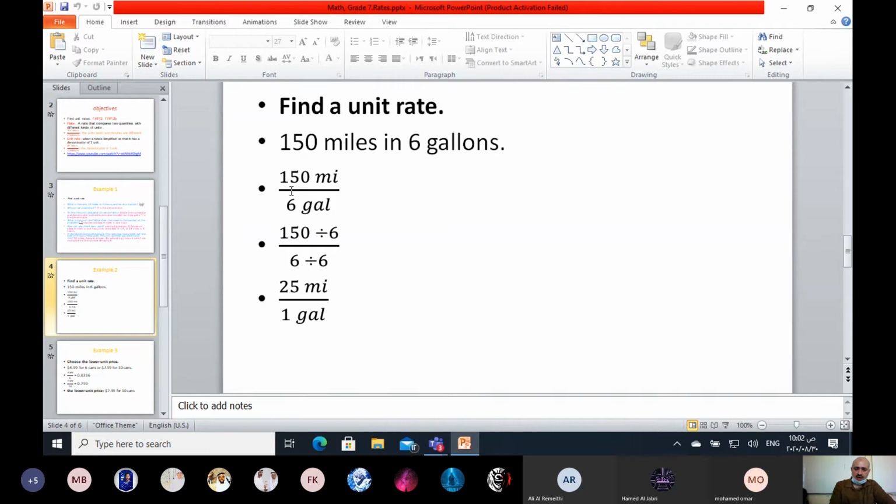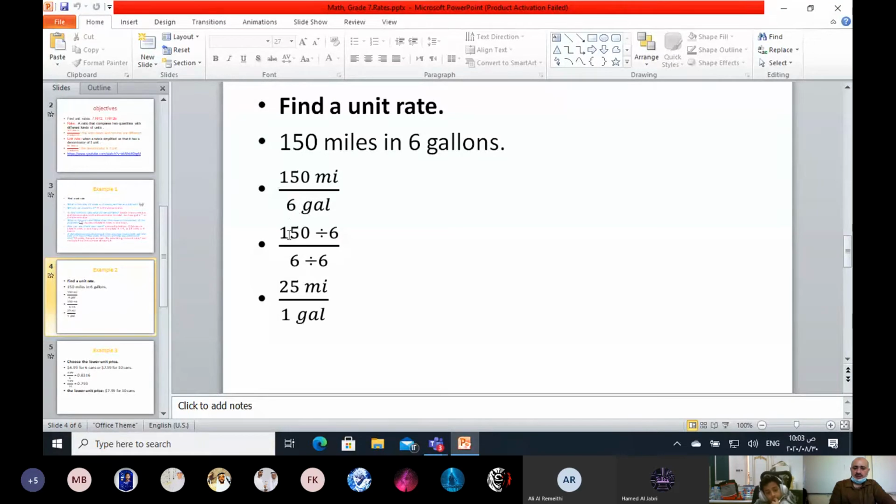So now we have a rate: 150 miles per 6 gallons. How to change from rate to unit rate? Go to the denominator. We have 6 in the denominator, so divide the numerator and denominator by 6. Why? Because we want to change the denominator to 1.